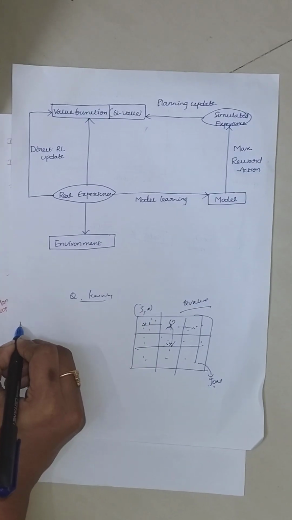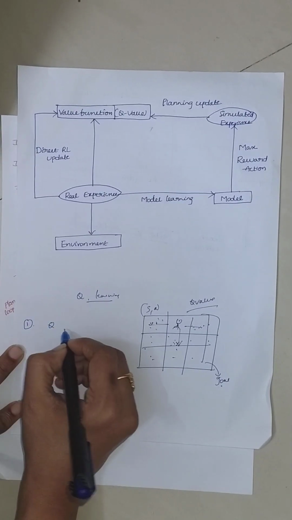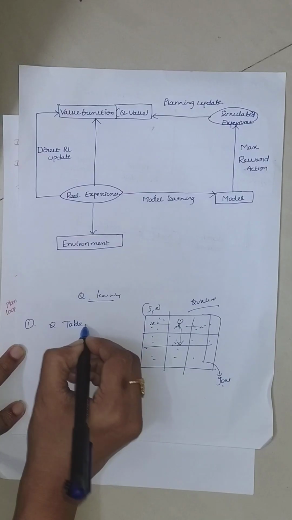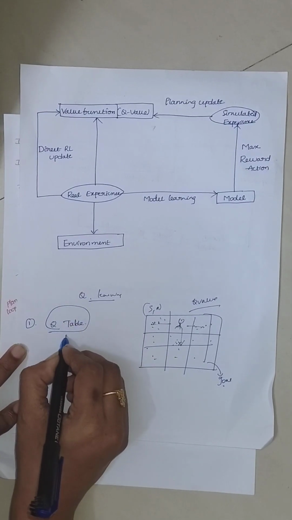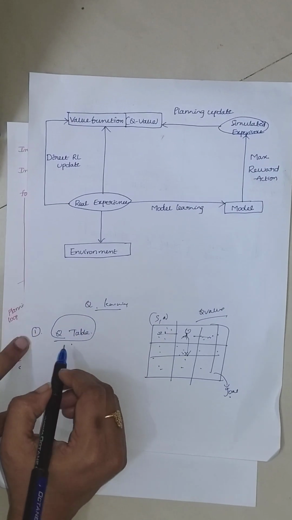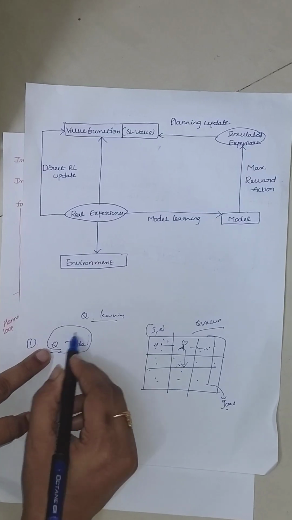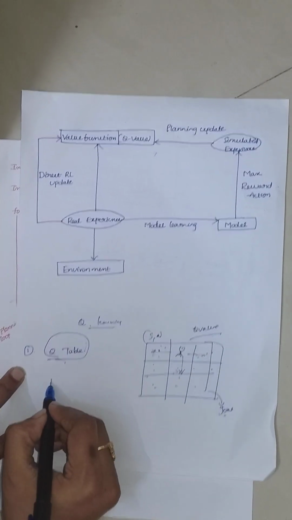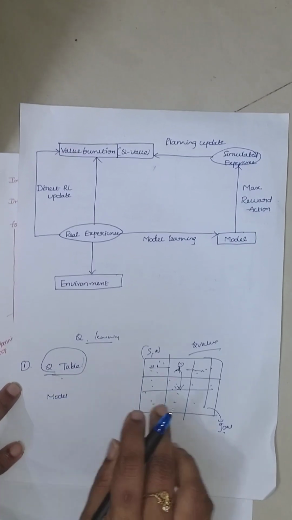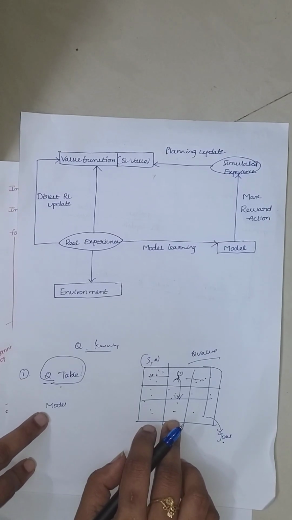Same in the Dyna Q architecture, first it initializes some Q table. After initializing the Q table, based upon the Q table values, it models the environment. So it creates some environment.